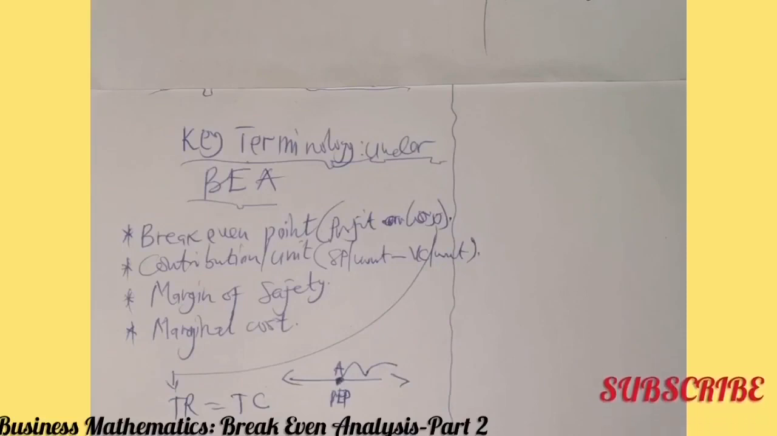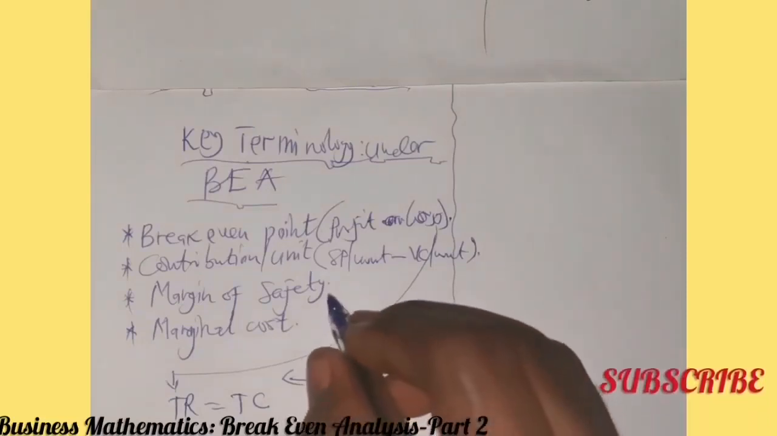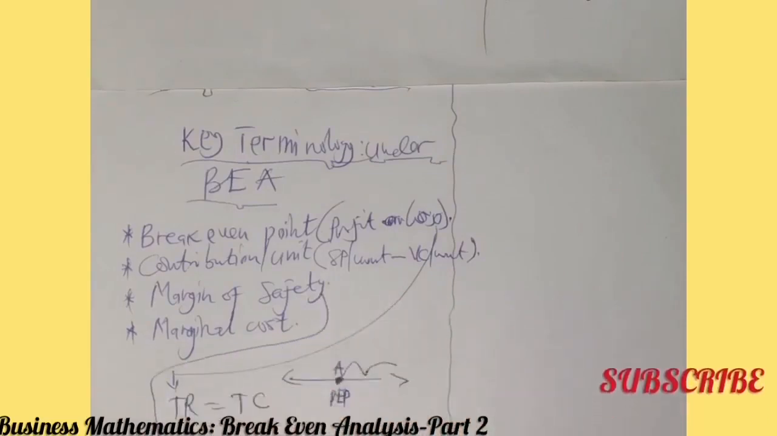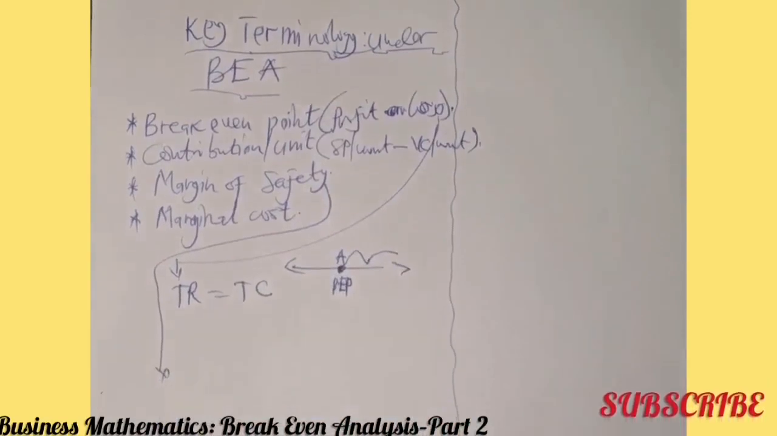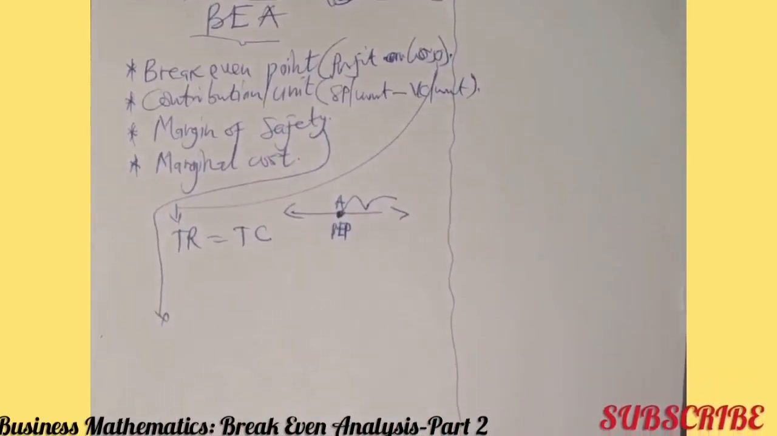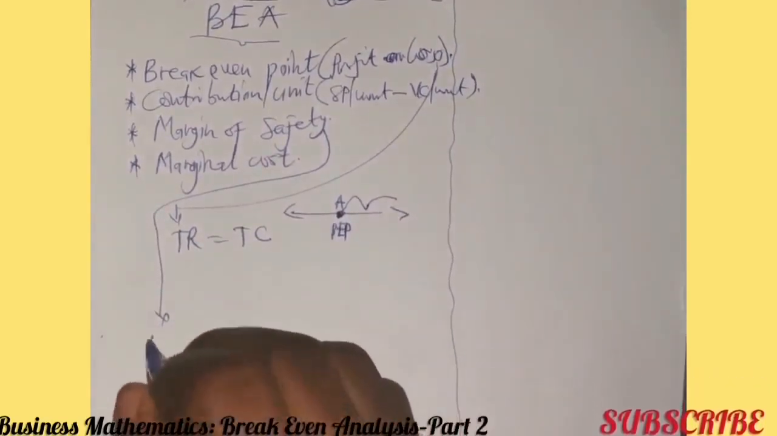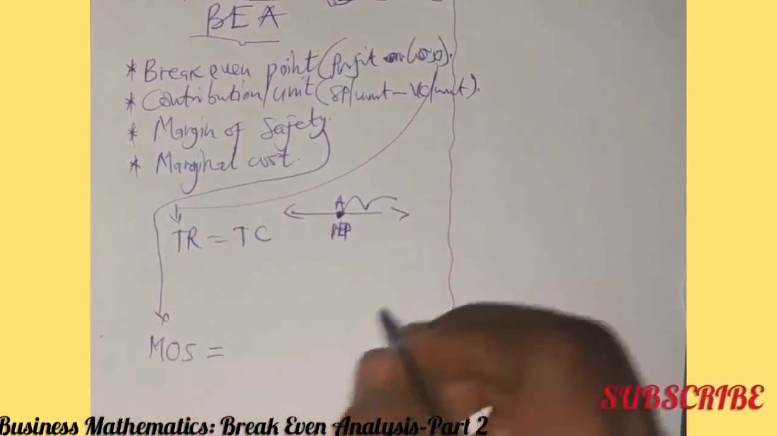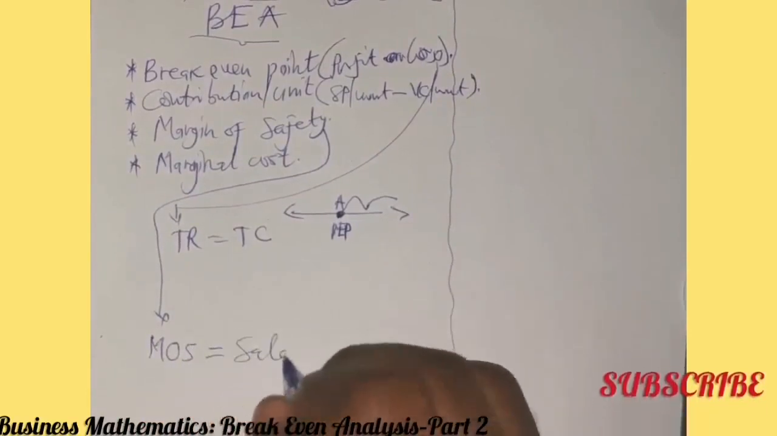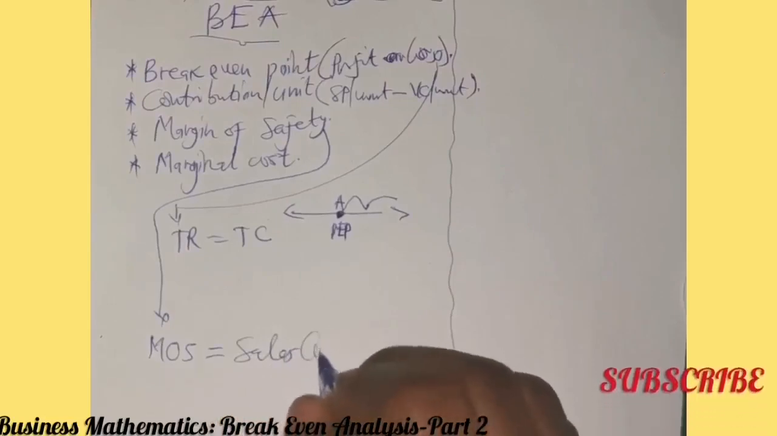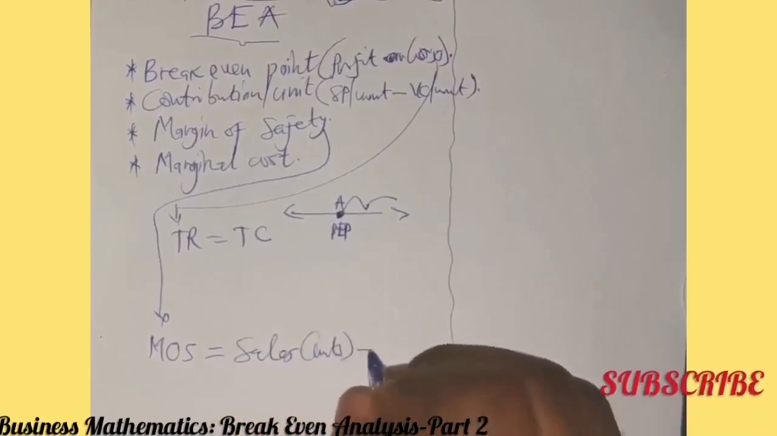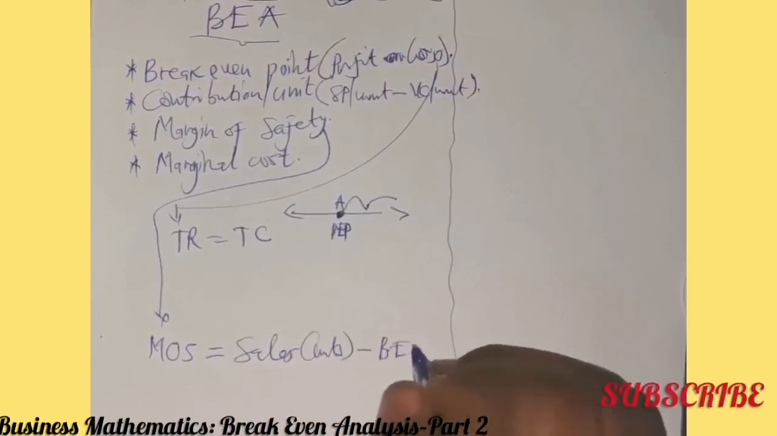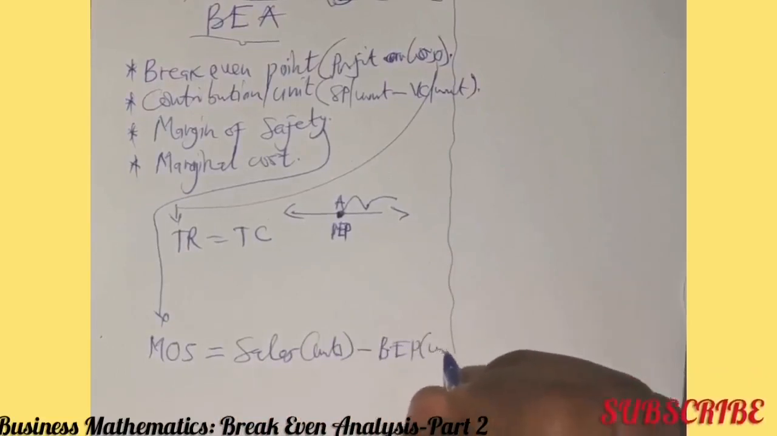So in calculation, the margin of safety is calculated like this. To shorten it, we say MOS. Margin of safety is equal to your sales, if in terms of units, it's equal to your sales in units minus your break even point in units.